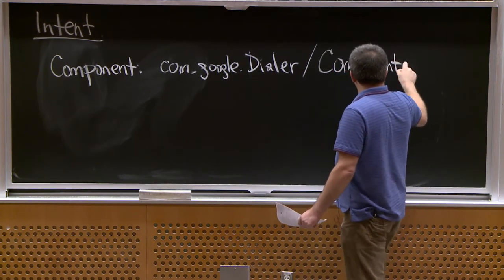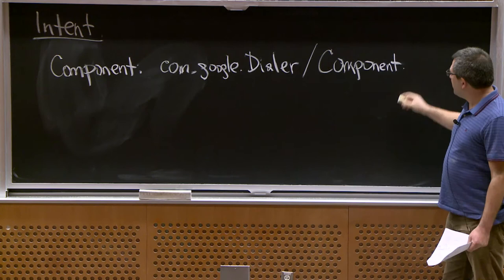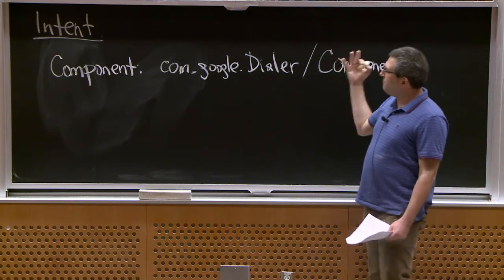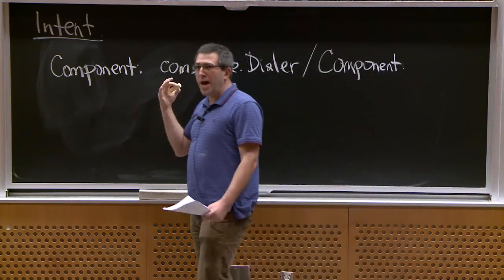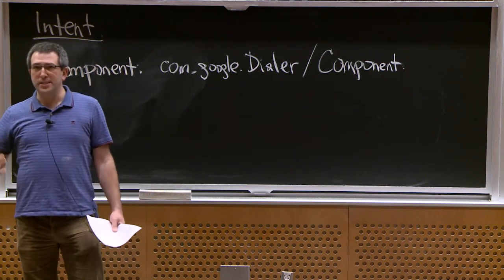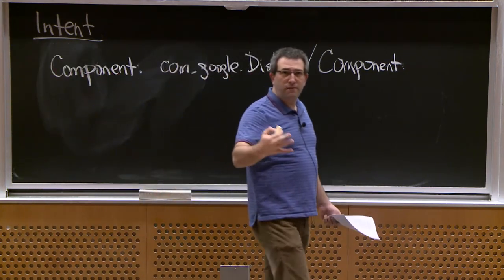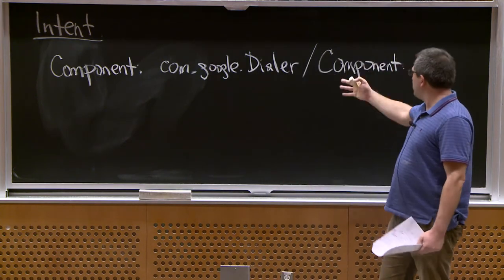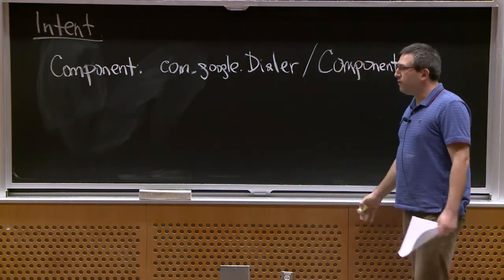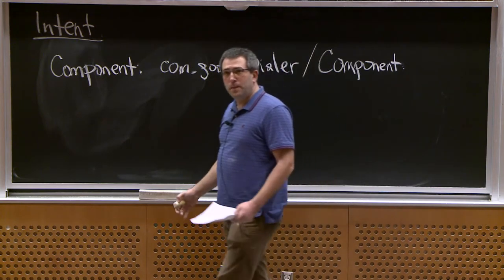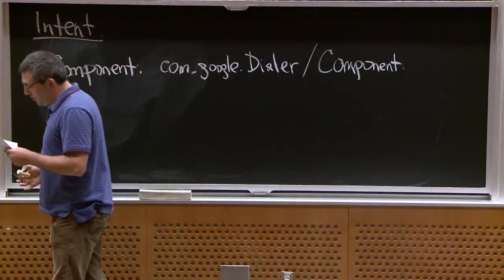I don't remember the component names for the phone application off the top of my head, but you could imagine the phone app on Android has some standard component name that you might know if you want to make a phone call. So you're going to send a message to that component in the phone app on your Android phone. That's sort of the destination of the message, if you will.